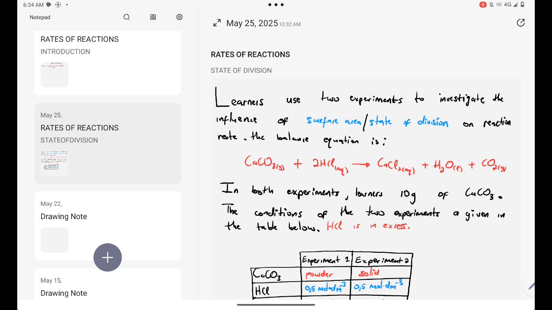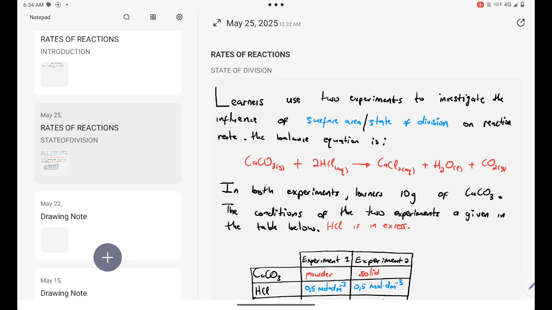In this video, we are focusing on one of the factors that influence the reaction rate, and that factor is state of division, sometimes known as the surface area. Please note that each and every factor will have its own video because I want to explain thoroughly in each and every video.